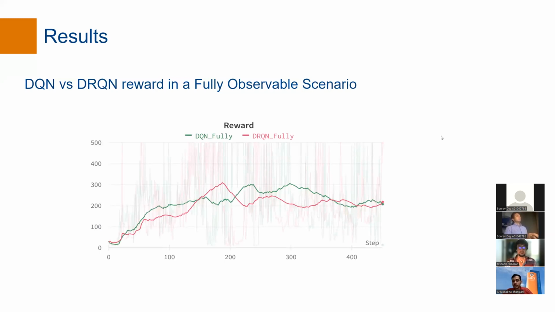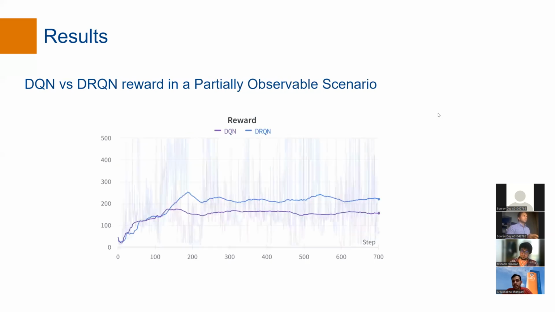We mainly did 2 experiments for this paper. The first is in a fully observable scenario where the reward for the DQN and the DRQN are comparable, and as the authors claim, both of them have similar results. But if you move on to the next slide, in the partially observable scenario, you would notice that the DRQNs perform quite a bit better. They are constantly above the 200 range, while DQNs are not able to do so.